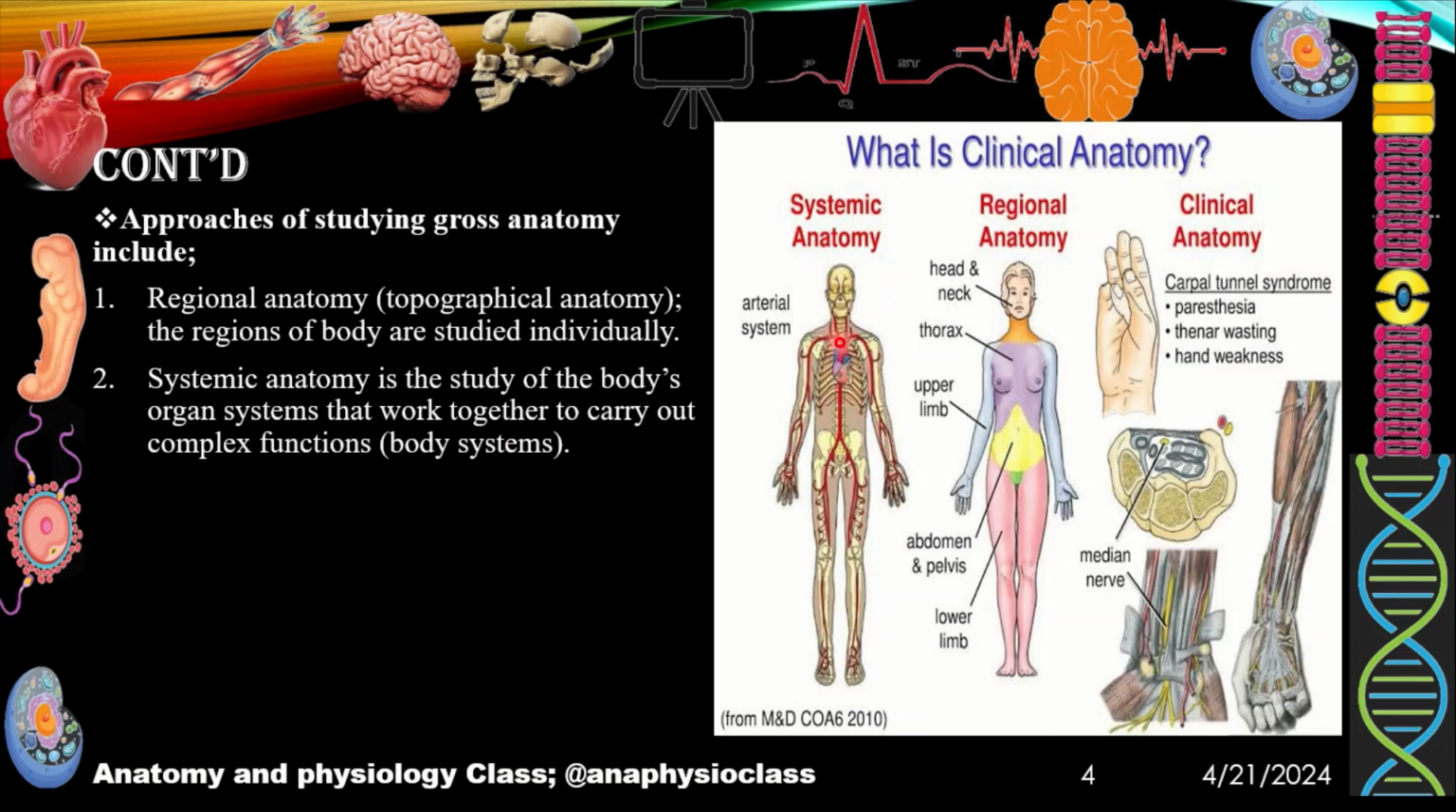So look at this diagram where we are having the circulatory system and the skeletal system combined together. So in the systemic approach, we study each and every system individually, even if that system is not just restricted into only one region of the body.